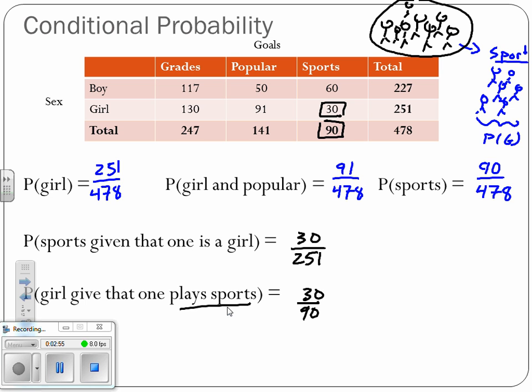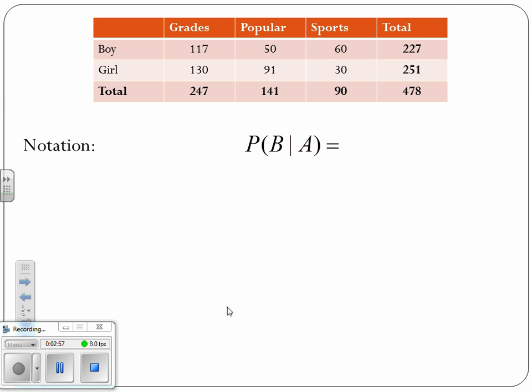What is always nice about math is we have these symbols and abbreviations for everything. For conditional probability, this is our setup. This is the probability that B will occur given that A has occurred. That's what you're looking at right here. Probability of B given A.